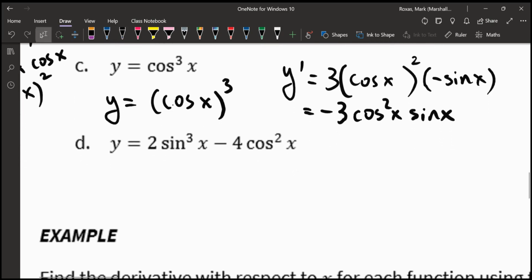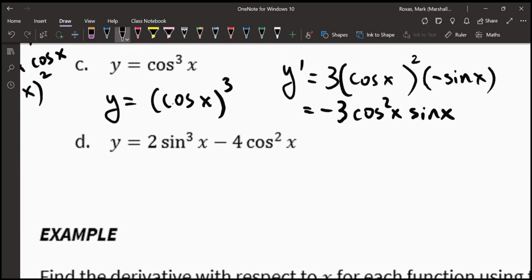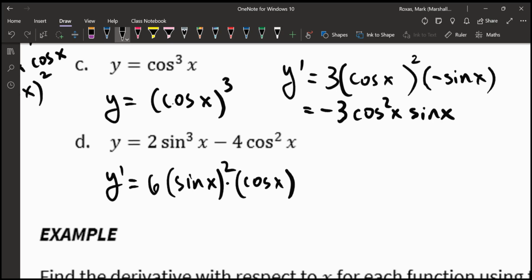Okay, and then for the last one here, y equals 2 sine cubed x minus 4 cosine squared x. You have two terms here, y prime. The first term requires the chain rule. So think of sine cubed x as sine x cubed. The cubed is your outside function, right? So the 3 comes to the front, multiplied with the 2, so we'll have 6 here. Rewrite the inside function, sine of x, reduce the exponent by 1, so it's squared. And then multiply by the derivative of the inside function. The derivative of sine of x is cosine of x.